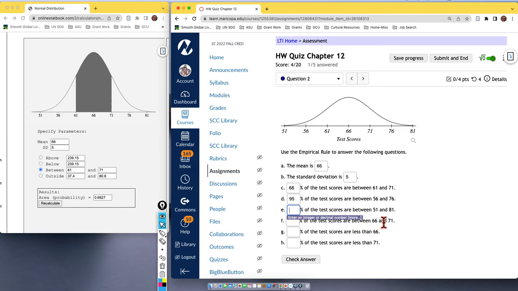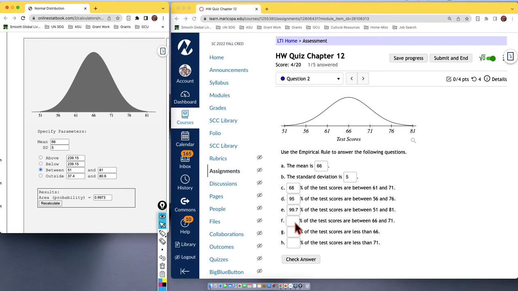Between 51 and 81, that's 1, 2, 3 above, 3 below. Does anyone remember what that one is? 99.7. Now, I'm going to put those in there just to verify. So they said 51 to 81. Let's calculate it. It's 99.73. Yeah, that's 99.7. Close enough. But we want to put 99.7. We don't want to put 7.3. They might mark it wrong.